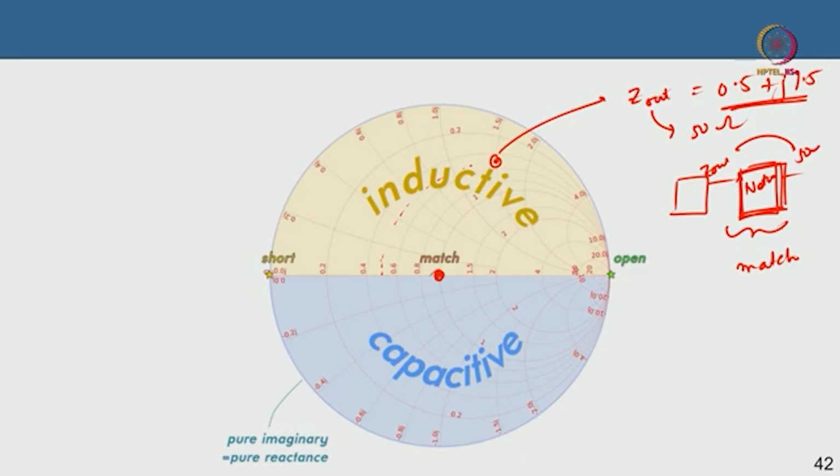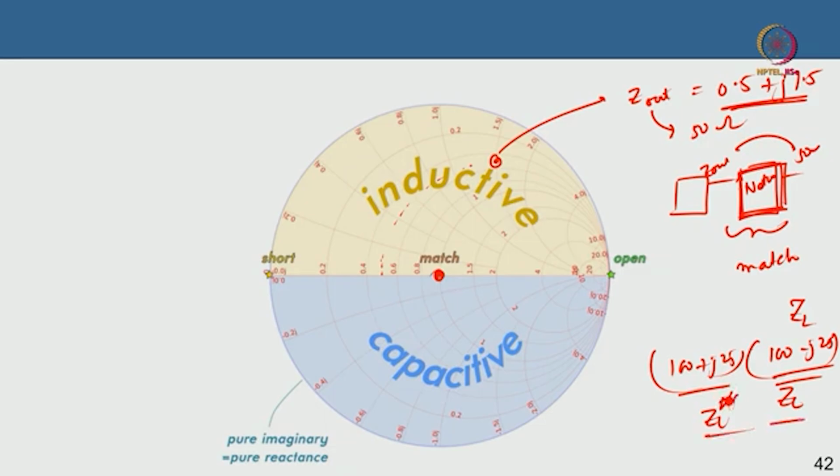Okay. This is one type. In some cases you want to match it conjugately to the load. Suppose your load impedance is 100 minus j25, and your transistor needs a matching network such that the output impedance will now look like 100 plus j25. If one is ZL, the other is ZL star, the conjugate. If you match it that way, then you can enable maximum power transfer. There are different criteria of course, but here I am generally talking about matching it to 50 ohm.